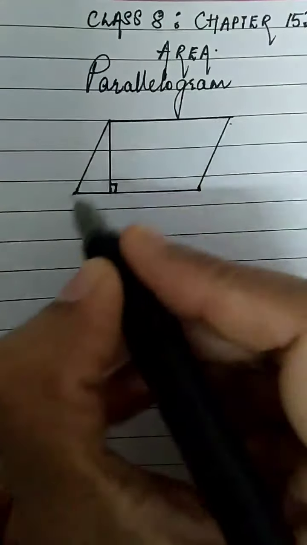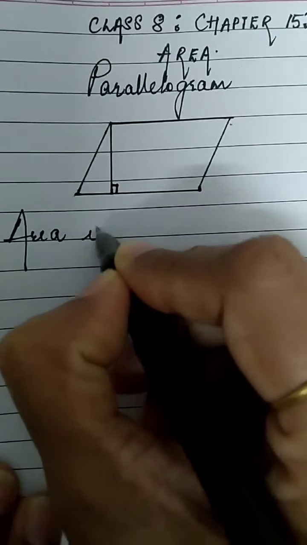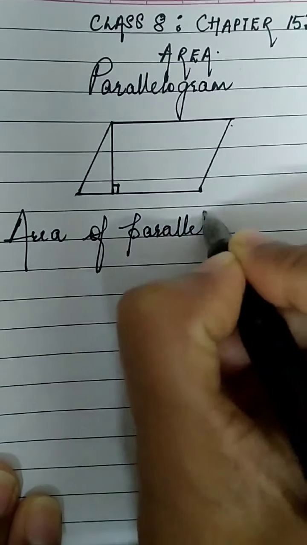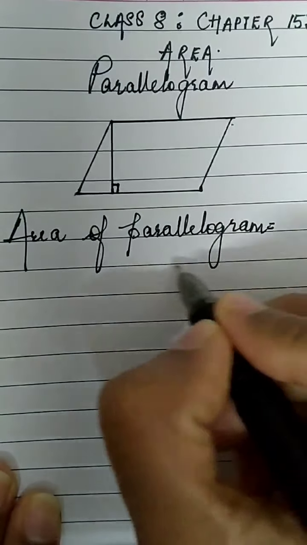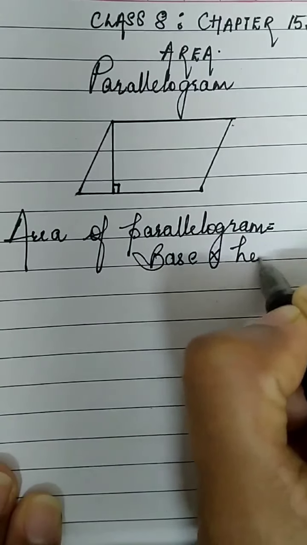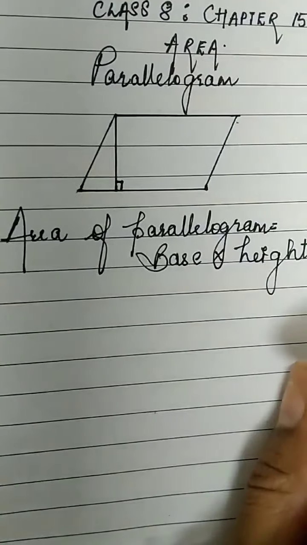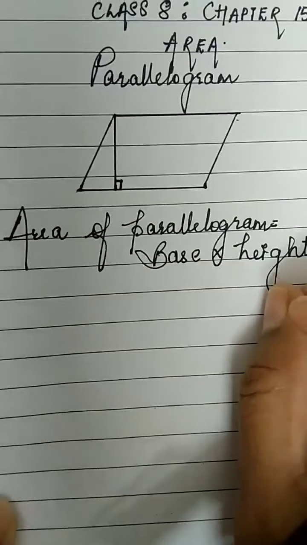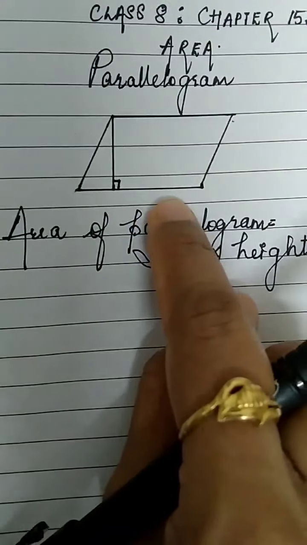And area of parallelogram is equal to, very simple formula, base into height. Fine? Area of parallelogram is equal to base into height. Now there is a small activity which you can do.